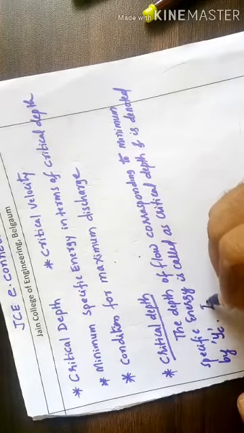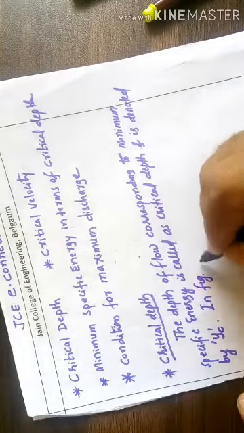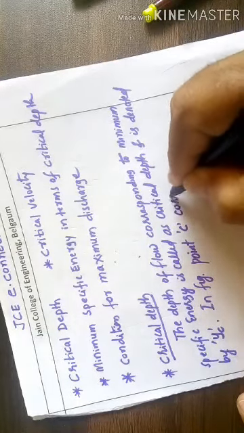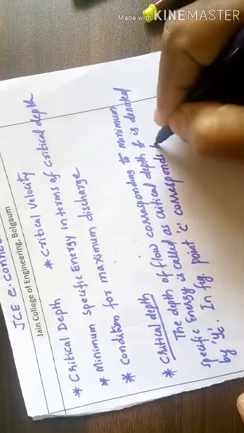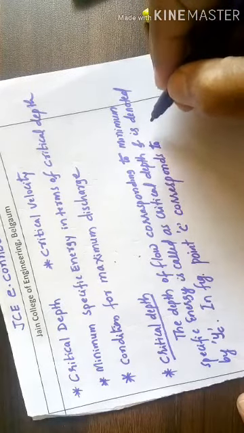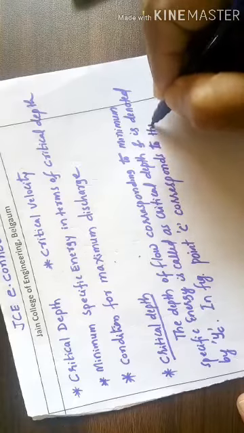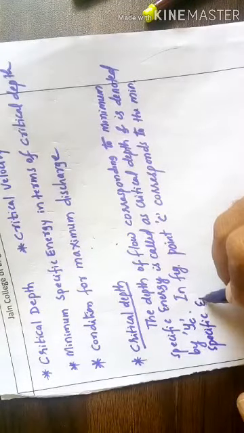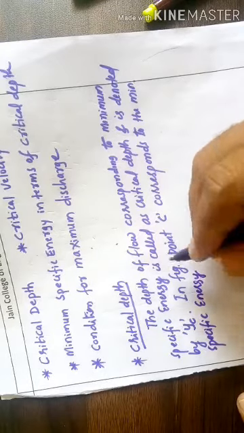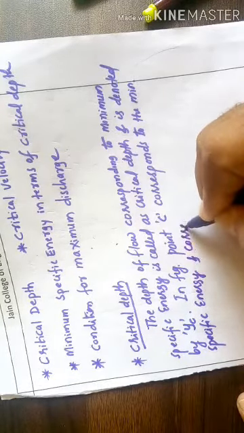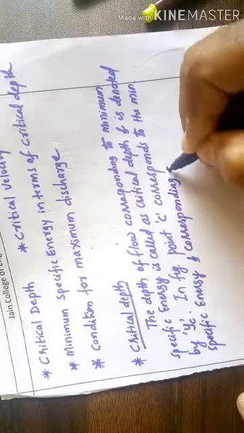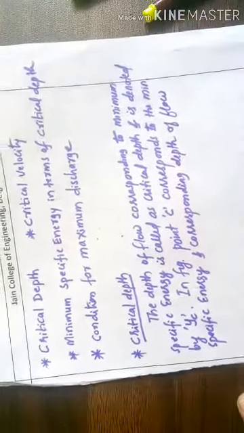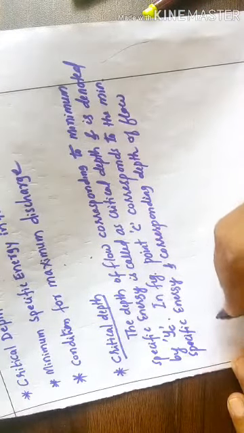So in the above figure, point C corresponds to the minimum specific energy, and the corresponding depth of flow is the critical depth.